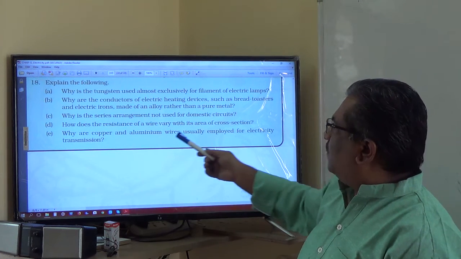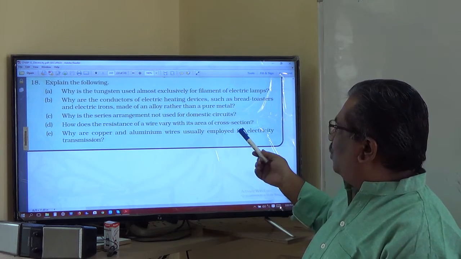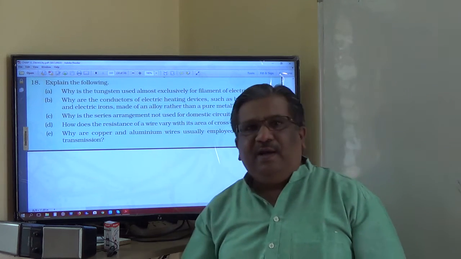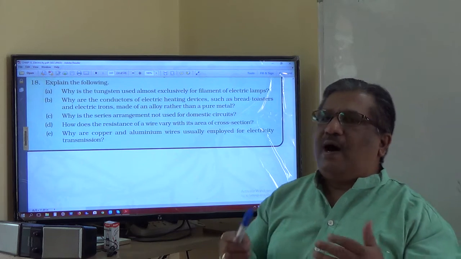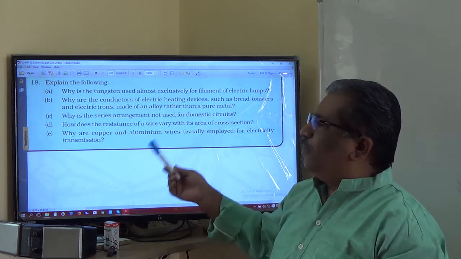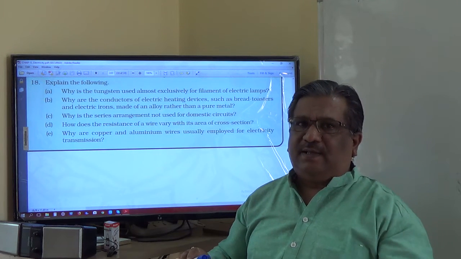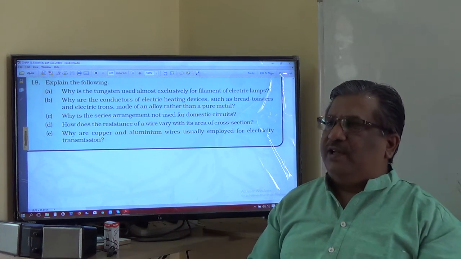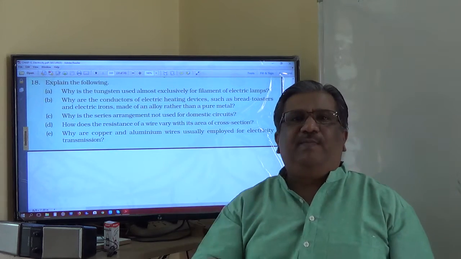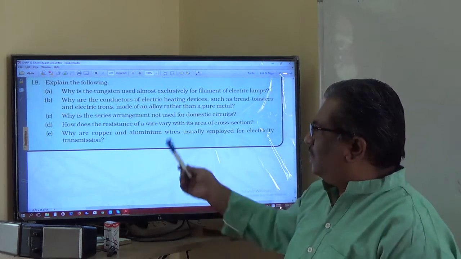How does the resistance of a wire vary with its area of cross-section? Resistance of a wire R is inversely proportional to the cross-section area. So, the more the cross-section area, the lesser the resistance. The lesser the cross-section area, the more the resistance. So what is the answer? It is inversely proportional to the cross-section area. That is the answer for that.